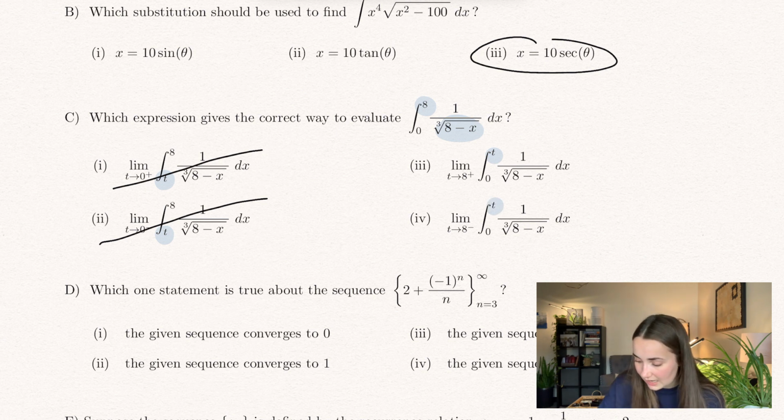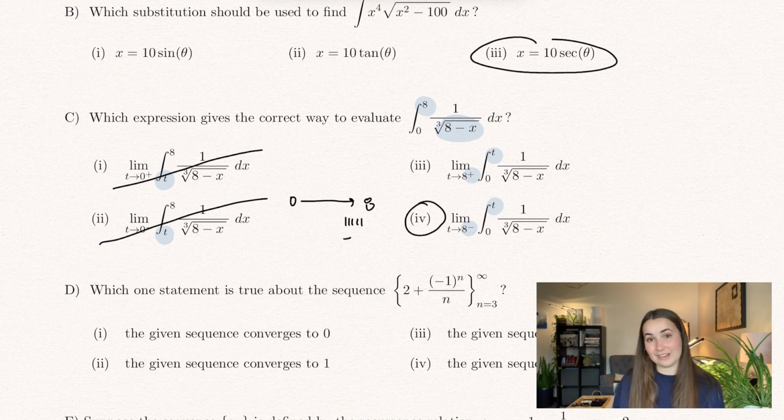But are we approaching 8 from the right or the left? Well, just think about the interval we're on. We're going from 0 all the way to 8, which means we're approaching 8 from the left side. And so that's going to tell us 4 is the correct answer.